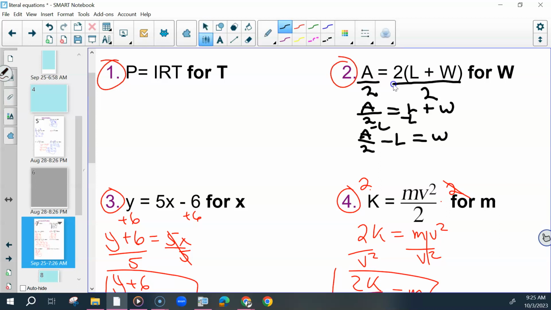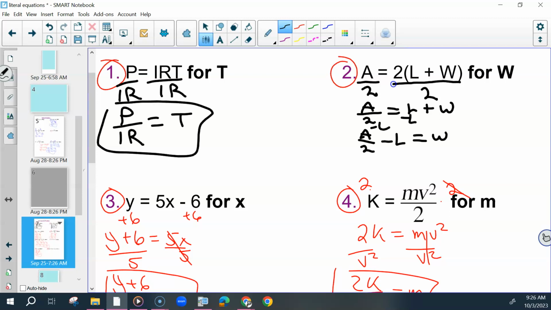Some of you distributed, some of you divided, but at the end you should have still got this. If you have any questions about that one. Anyone want to do number one? For number one, you should have just been dividing by I and R on both sides. So that we get P over IR equals. How many of us got that one?